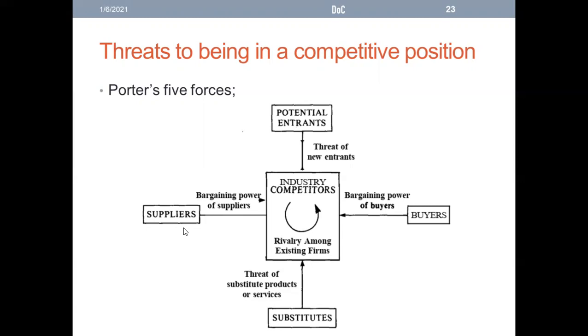Okay, the next question is for you to find some examples from the current market. What are some sample organizations who have posed such threats to a particular industry, right? So I hope you have understood this one. Are you okay with this one? Are you clear with this one? Yes, sir, it's clear.